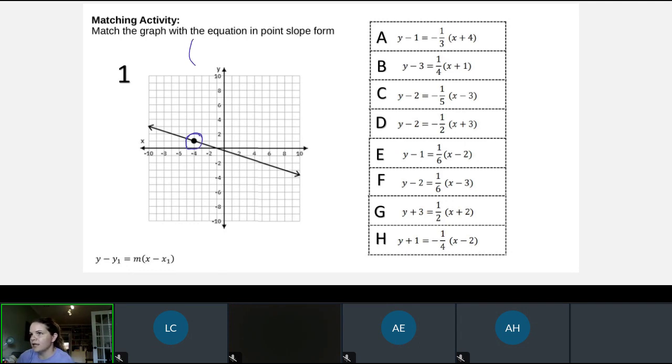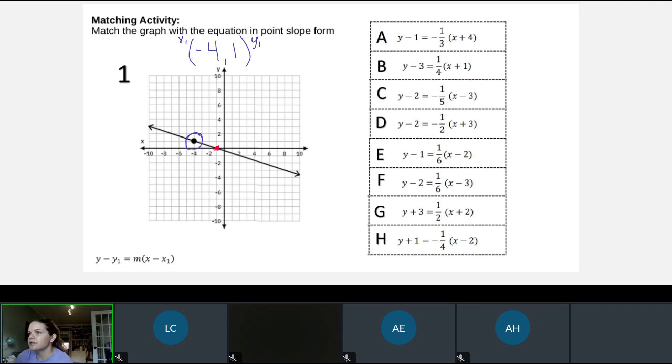So the x value is at -4. The y value is at +1. Okay, so that's our x1 and our y1. Now let's count the slope. So we need to get to another point, another pretty point. Let's go to this one.